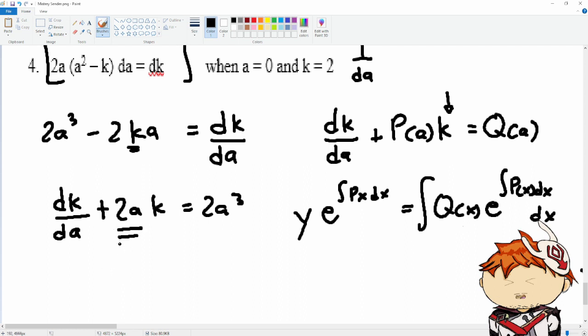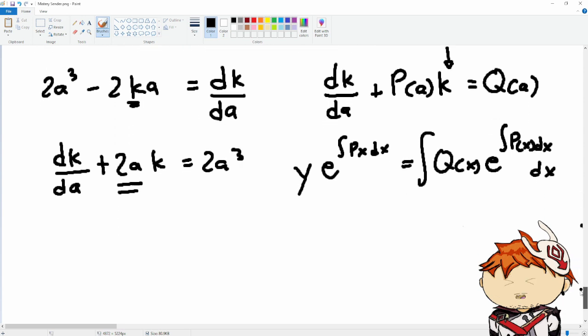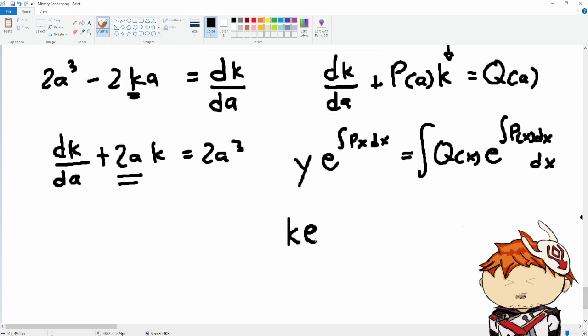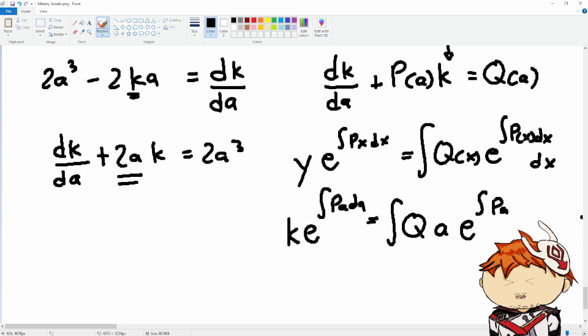Your integrating factor will become e to the integral of P(A) dA. In this case, dk/dA plus P(A)k is equal to Q(A). Your P(A) is 2A and your Q(A) is 2A cubed.